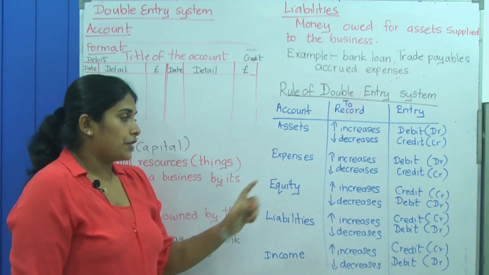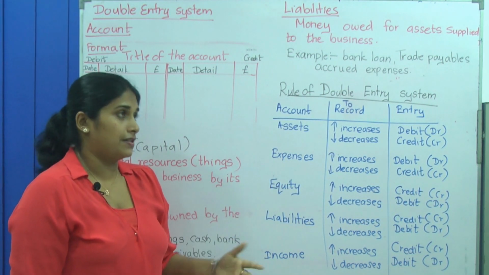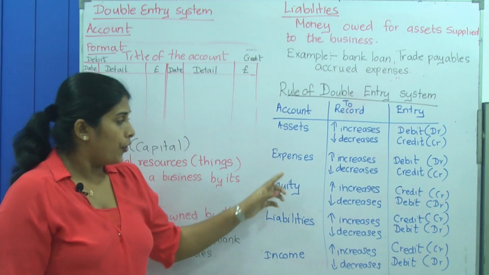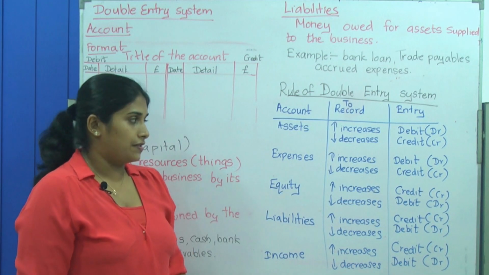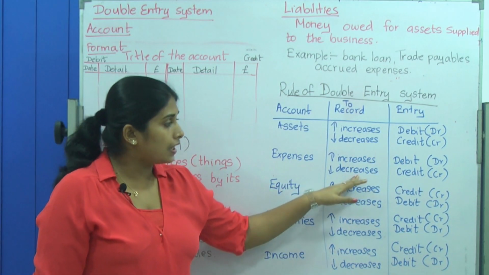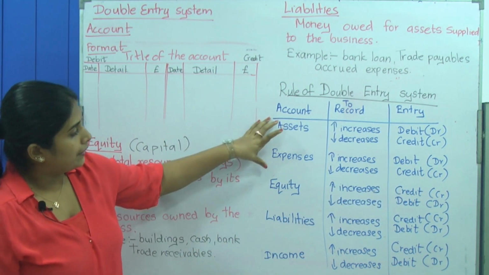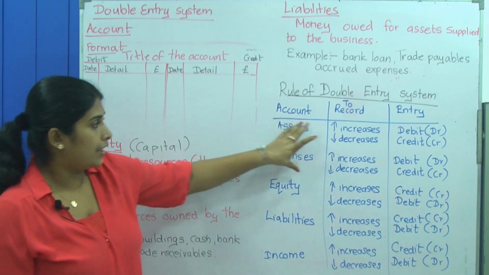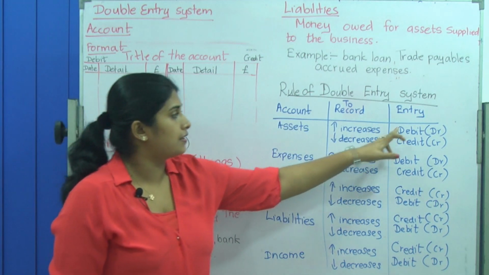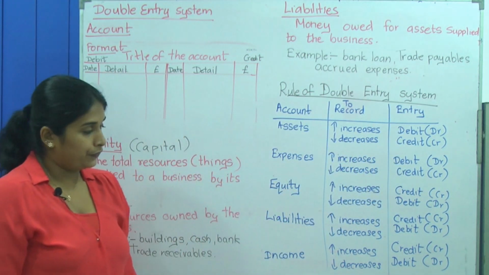Now expenses. Expenses means day to day when you are doing business, you will have expenses like paying the electricity bill, paying your telephone bill, or paying rent. So whenever the expenses increase, it's also on the debit side of the particular account. When expenses decrease, it will be recorded on the credit side of the account. So you can see assets and expenses affect equally. Both assets and expenses, when they increase, it's the debit side of the account. When they decrease, it's the credit side of the account.